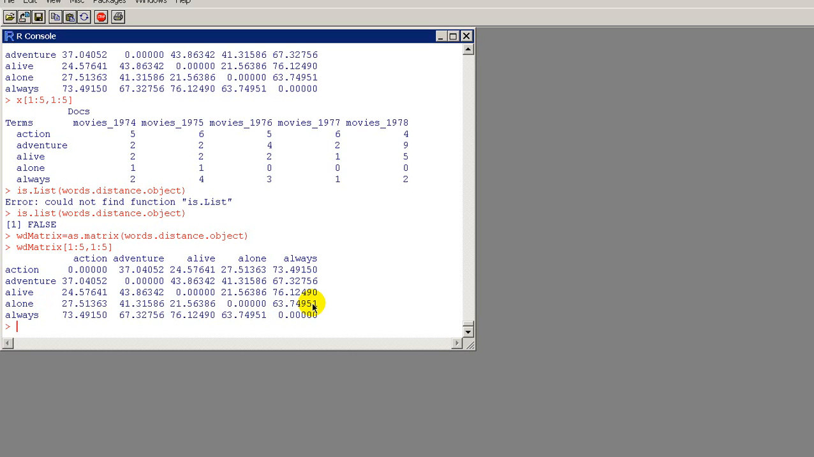And what does that mean, though, that they're going to be similar? It means that their distance to the other words is close. In other words, the closeness of alive to the other words has the same pattern as alone does to the other words.